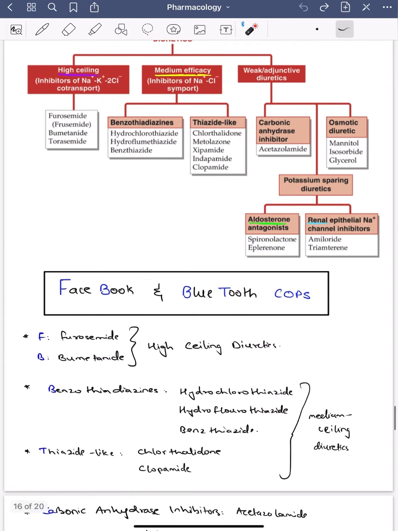Now F and B for furosemide and bumetanide, which are the high ceiling diuretics. B and T for the benzothiazines and thiazide-like drugs. The examples of benzothiazines include the hydrochlorothiazide and hydroflumethiazide and benzthiazide. Now the thiazide-like drugs include chlorthalidone and clopamide. So these are the medium ceiling diuretics.